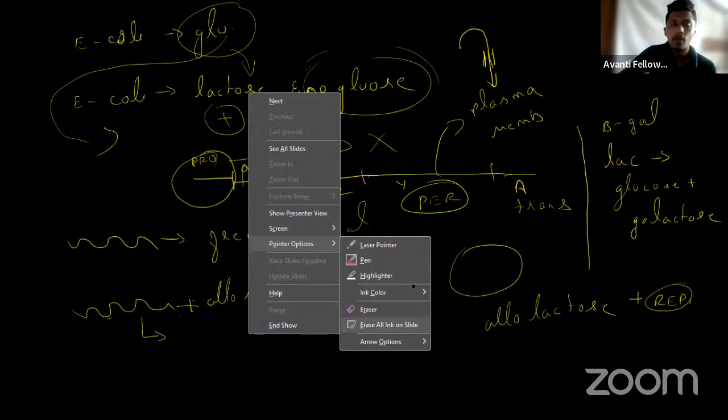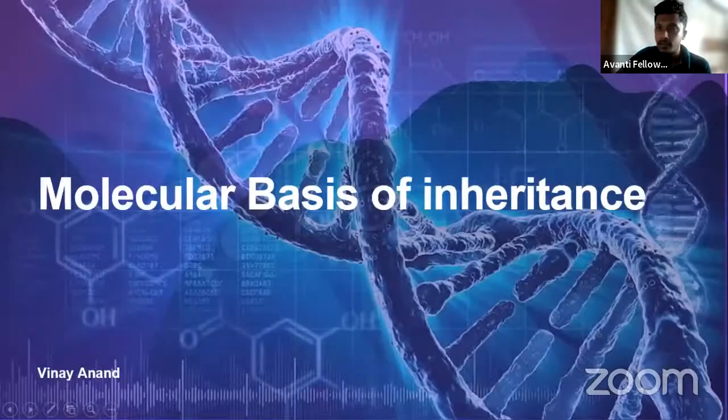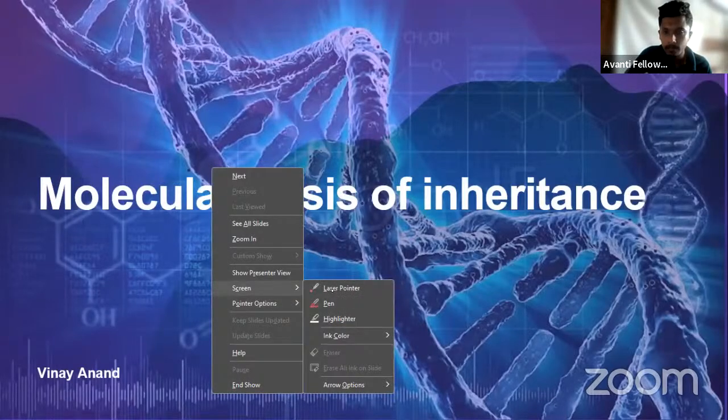Now, coming to DNA fingerprinting. What happens in DNA fingerprinting? DNA fingerprinting is a molecular technique to recognize two individuals from each other. So basically, in DNA fingerprinting, we have a mechanism that helps us to recognize or differentiate one person from another person.